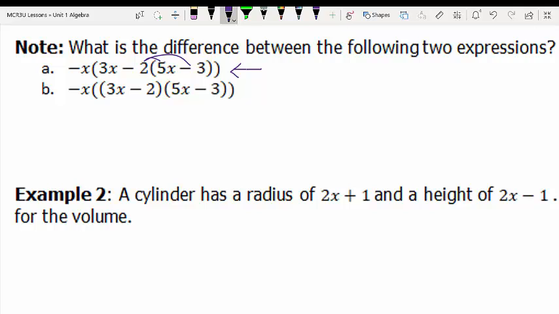But part B is slightly different. Because you have two binomials, or two sets of brackets, you're going to use FOIL. Everything in this first set of brackets is multiplied by everything in that second set of brackets, whereas above, just the negative 2 is multiplied by everything inside the set of brackets. So you'd actually use FOIL here, whereas here you'd use the distributive property.